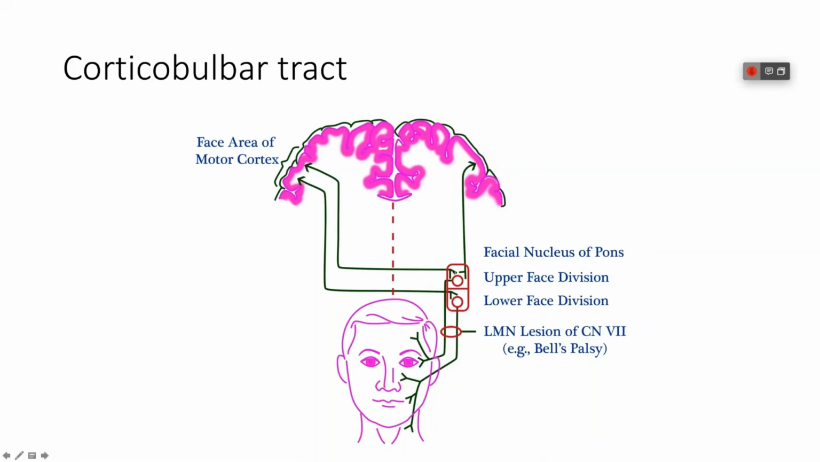Does that make sense? Whereas if I have a facial nucleus palsy or a facial nerve palsy, I lose this entire tract. I would lose all of this. So I would lose both the upper part and the lower part of my facial nucleus or of my facial nerve. I actually saw this a couple times in the emergency department.